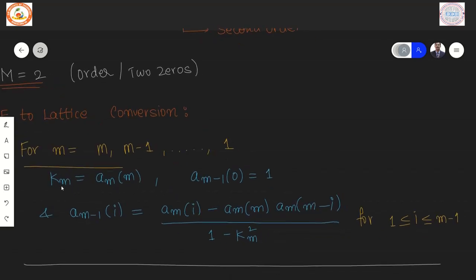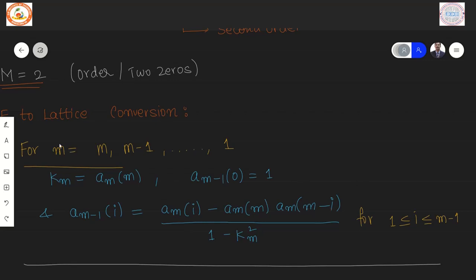The equations are Km is equal to Am of m. Km is called the lattice coefficient, and A here stands for the direct form coefficient. So we have a link between the two, and A(m minus 1) of 0 is equal to 1. A(m minus 1) of I is given by Am of I minus Am of m, which is the same as Km, into Am of m minus I, whole divided by 1 minus Km square. This equation is evaluated for different values of I, which ranges from 1 to m minus 1. So this is the formula that we use to obtain the lattice coefficients.